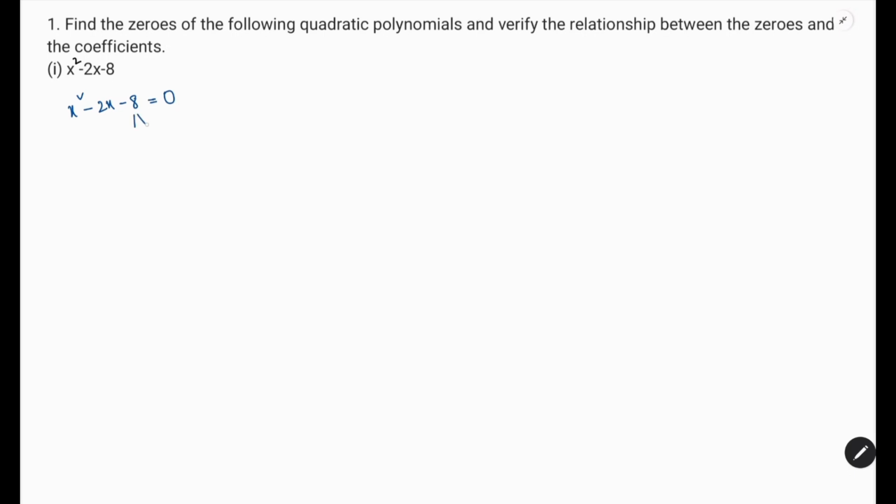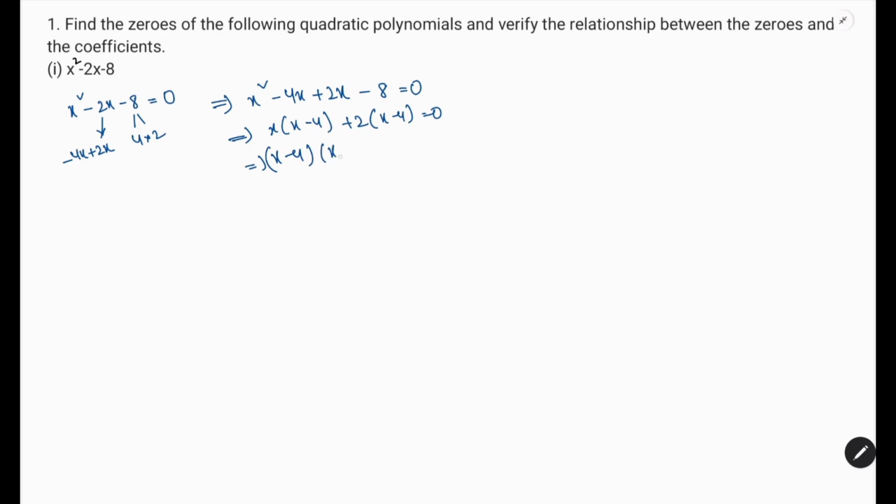8 can be written as 4 into 2, and minus 2x can be written as minus 4x plus 2x. Here we'll split this one: x square minus 4x plus 2x minus 8 equal to 0. So take x common, x minus 4. Take 2 common here, x minus 4 equal to 0. Here x minus 4 into x plus 2 equal to 0.